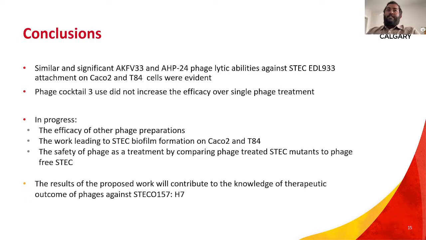Future experiments include performing a virulence assay and whole genome sequencing to determine if the mutants are truly resistant or contaminants, as well as experiments for testing safety of our phage treatment by looking at Shiga toxin levels in phage treated cells with STEC versus phage free of STEC using ELISA. The results of the project's work will contribute to the knowledge of therapeutic outcomes of phages against STEC O157:H7.